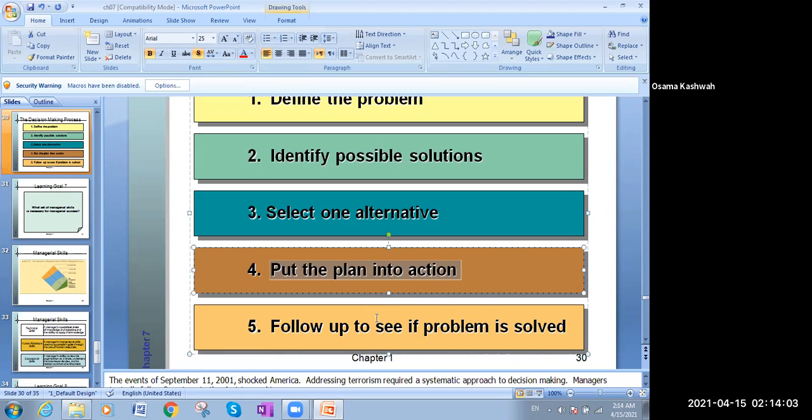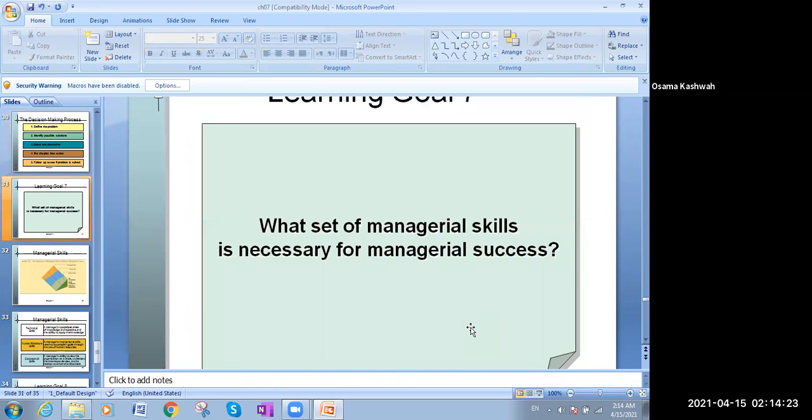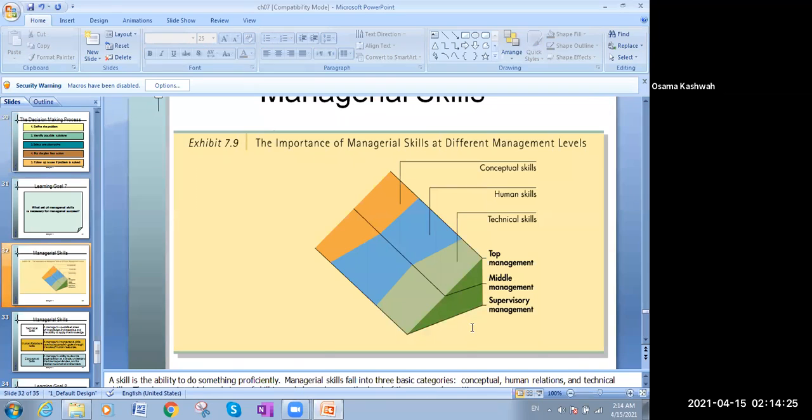Follow up to see if the problem is solved. So when I go there, I will look at my wristwatch, and I will check, did I come in time or not? If I didn't come in time, then what should I do? We call it follow up. So those are the steps. What are the steps of decision making?